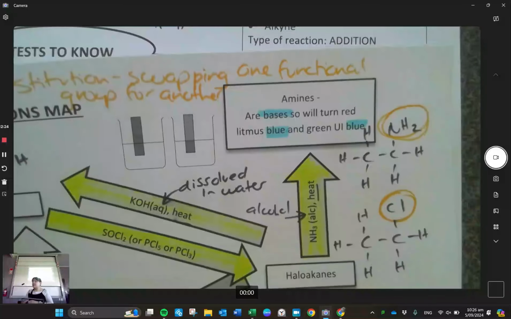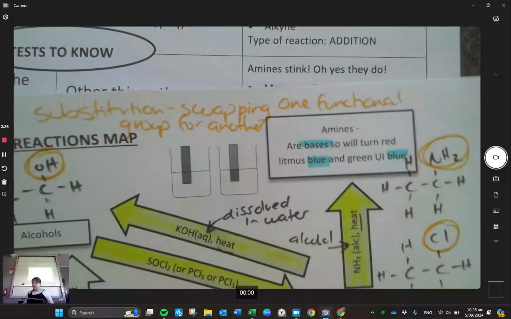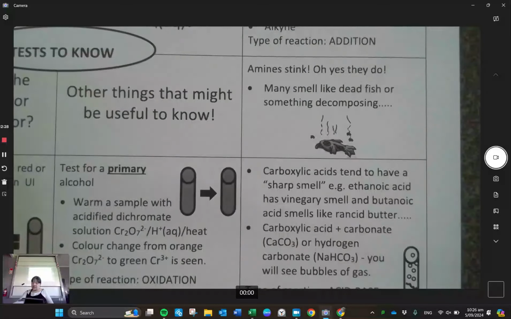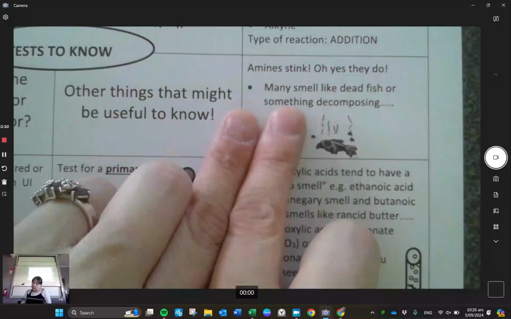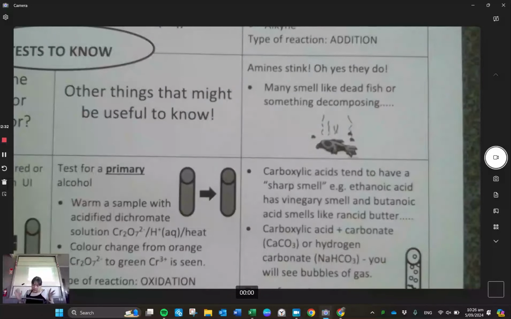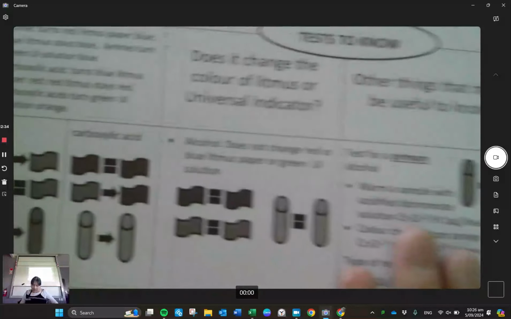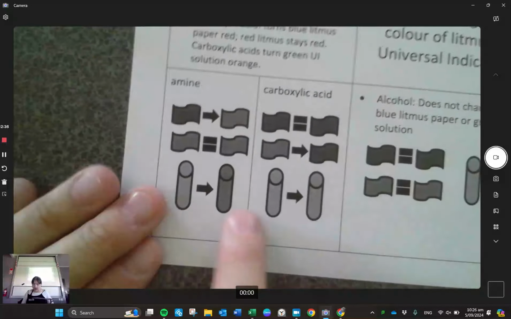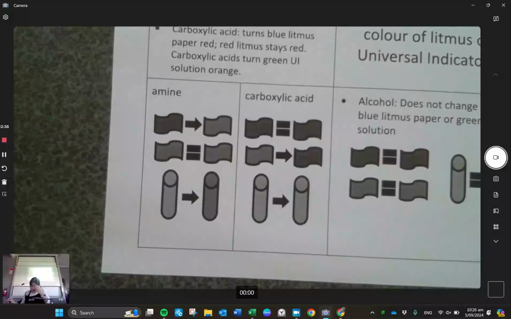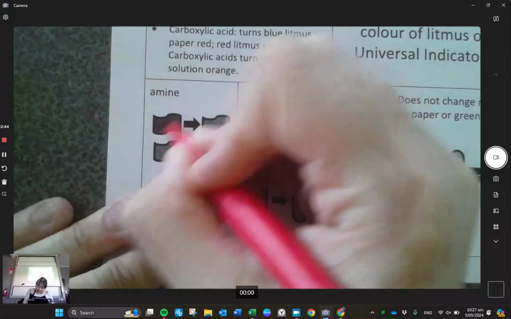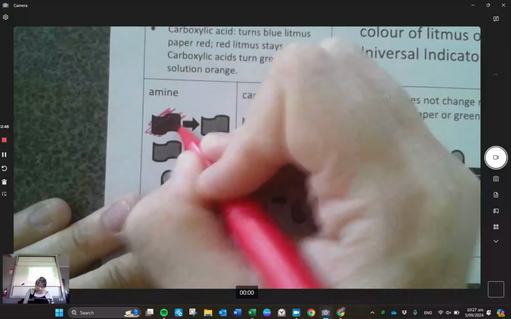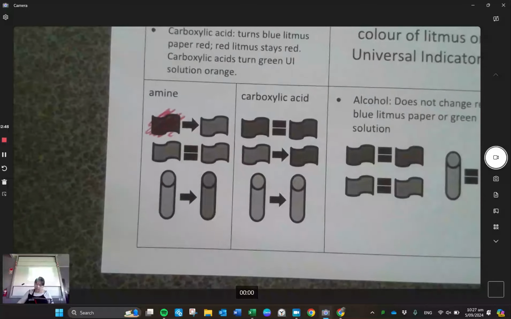So that, again, is another identification test. And we see it over here. Amines stink. Yes, they do. Many smell like decomposing dead fish or something like that. And then if we were going to test it with our indicators, that's a little bit harder to see. So this is red litmus. It's going to color it a bit larger. Red litmus will turn blue.